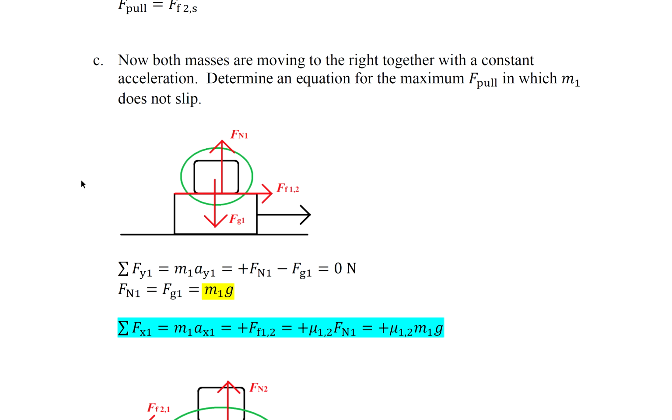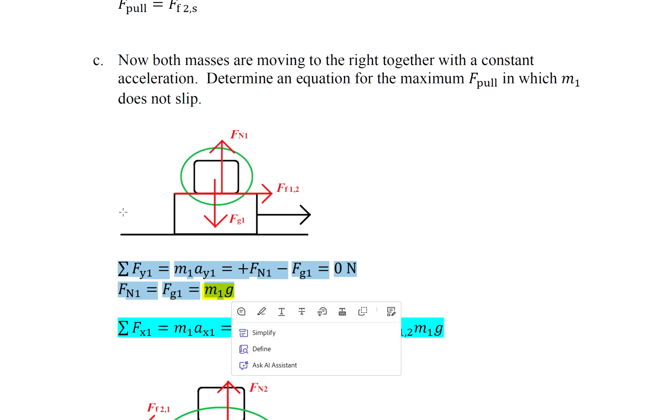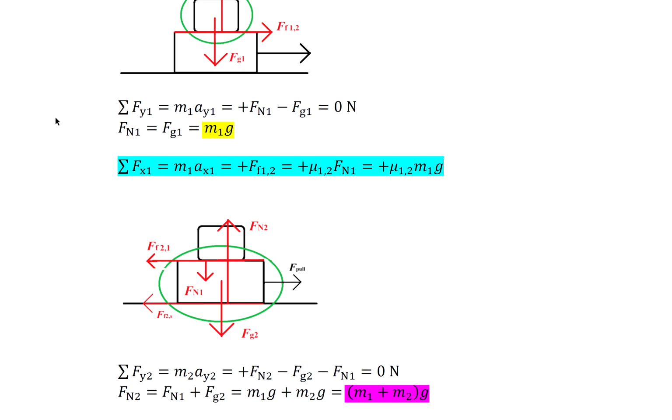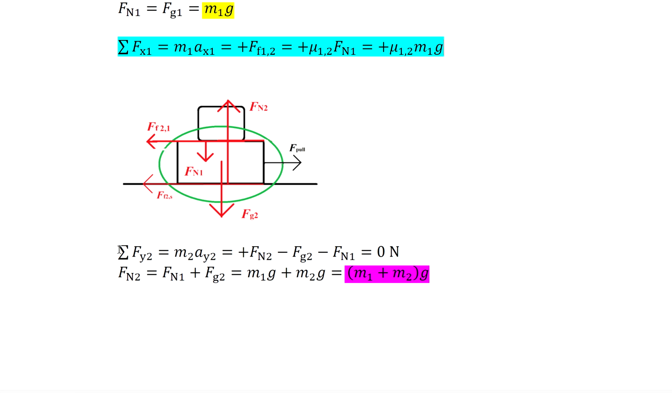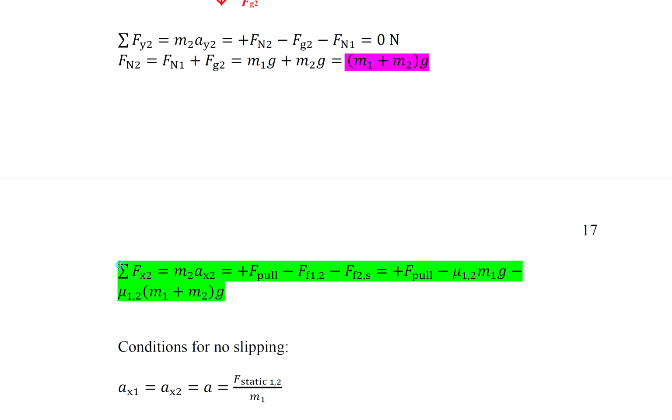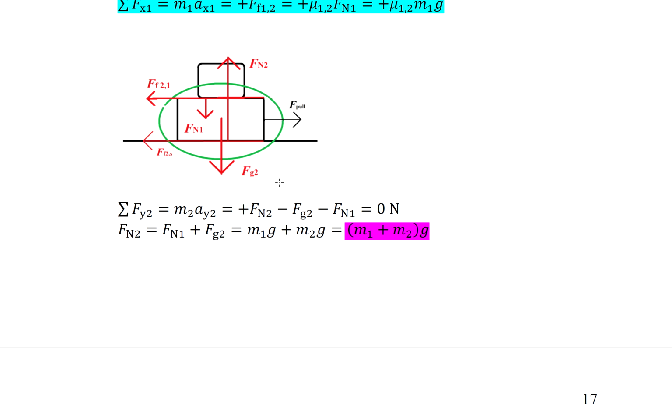Part C. Now both masses are moving to the right together with a constant acceleration. Determine an equation for the maximum force of pull in which M1 does not slip. So Newton's second law in the vertical direction for mass 1 is here. Newton's second law in the horizontal direction for mass M1 is here. Newton's second law in the vertical direction for mass M2 is here. And Newton's second law in the horizontal direction for mass M2 is here. So we're looking at this image here.